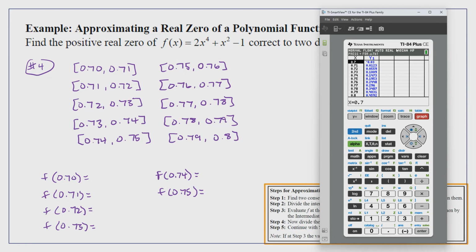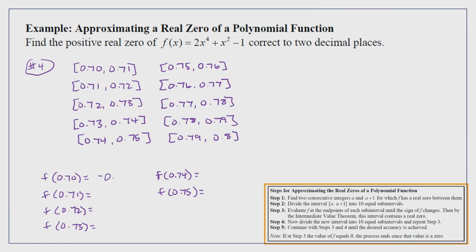Okay. And so now I see here, right up here at the top, well, one, I have all my y values for the first 10, which is beautiful. But right here at the top, my eyes go directly to that change. At 0.7, I have negative 0.03, and then at 0.71, I have a positive 0.0123. So I know that a 0 must exist between these two values. All right, so let's write that down in our notes.